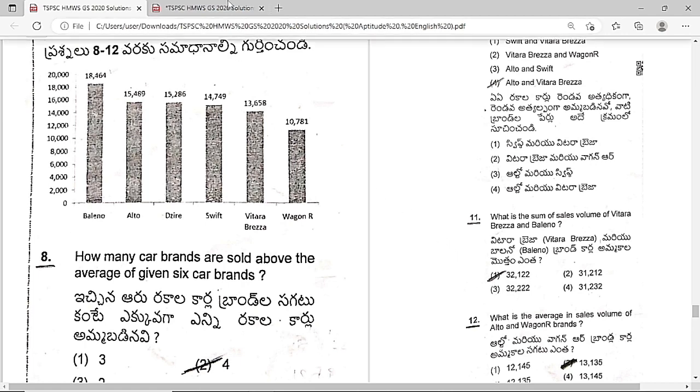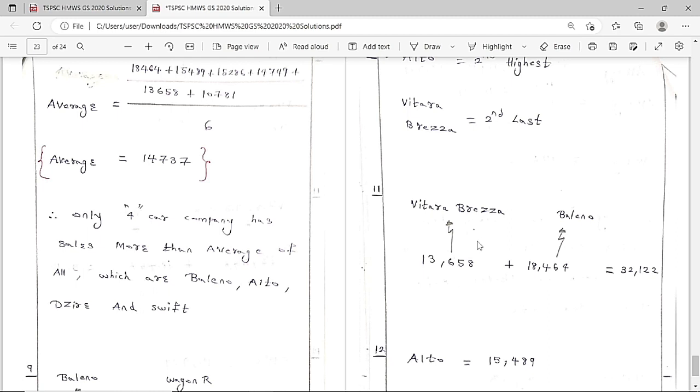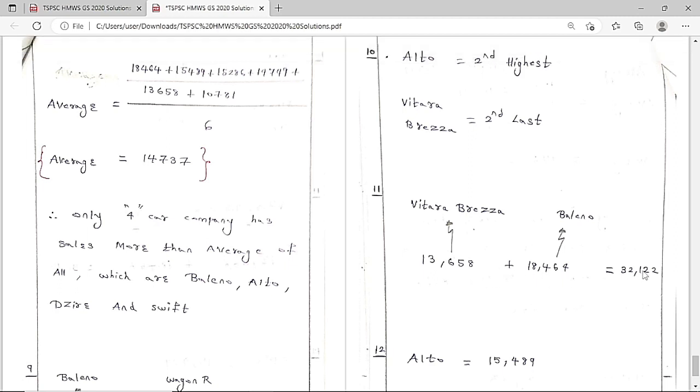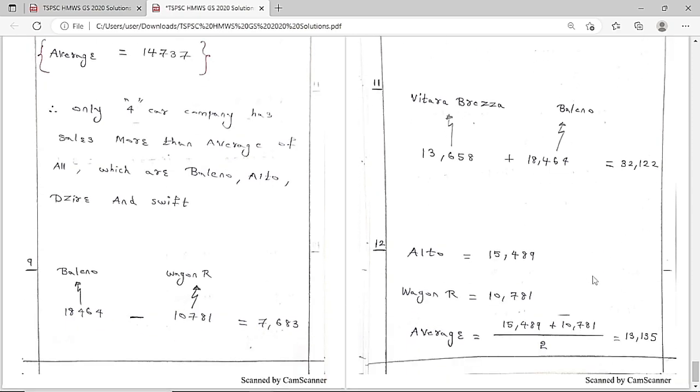But let's solve this numerically. Same thing I have already told you. Vitara Brezza has a total sales volume of 13,658 and the Baleno company has a total sales volume of 18,464. So add these two volumes of car sales, and you get the overall result of 32,122. So this is the correct solution of this question.